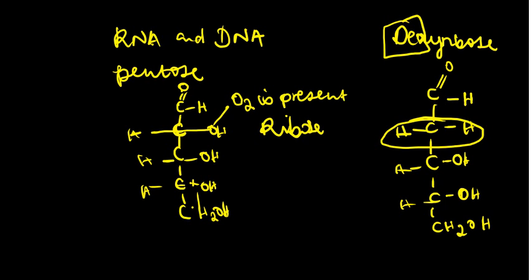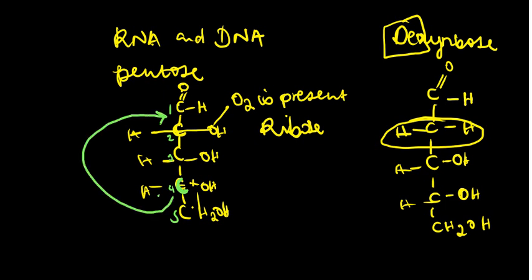Regardless of whether it's an open chain or a ring form, on carbon number 2 one will have an oxygen group and one will not. In order for ribose or deoxyribose to form a ring, remember we count from the top. This is carbon number 1, 2, 3, 4, 5. So carbon number 4, this carbon that you're able to see here, combines with carbon number 1.